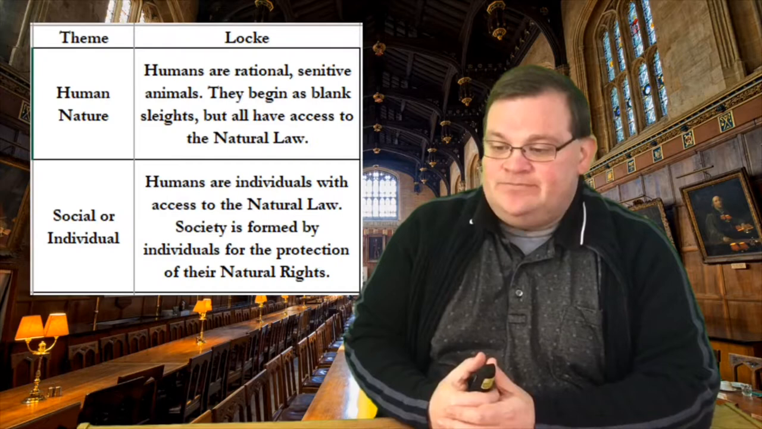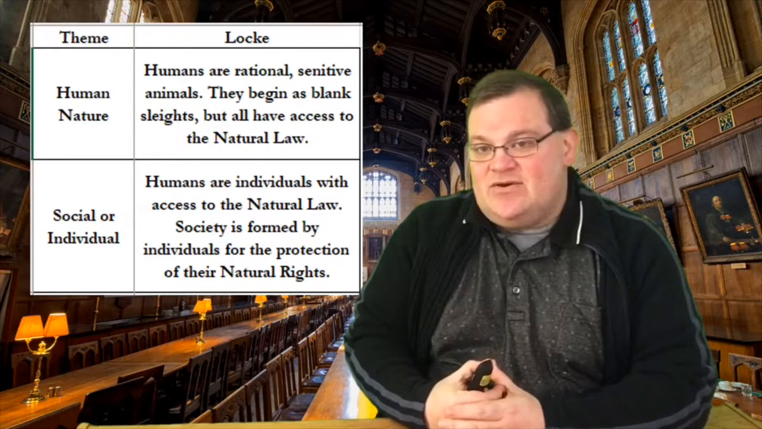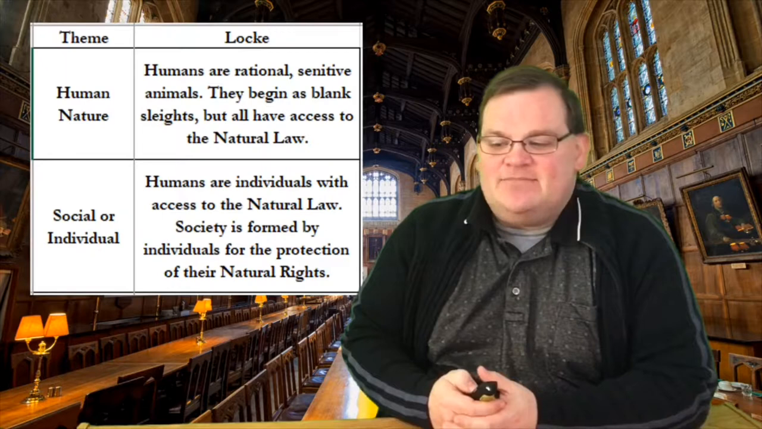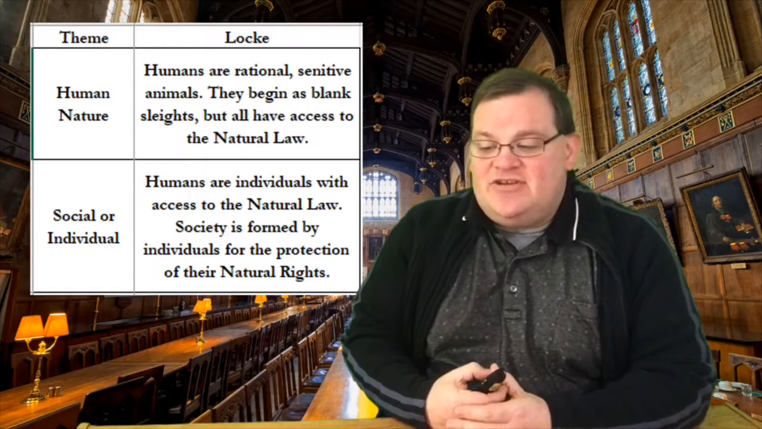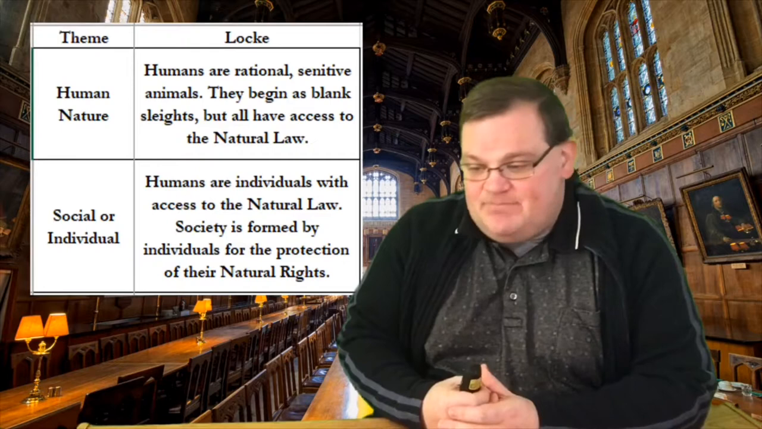So, human nature. Humans are rational, sensitive animals. This gives them a conscience, even though they start off as blank slates, so they're not necessarily good or necessarily bad. All have access to the natural law, even though they might be biased in their own favor in some cases. Social or individual? Humans are individuals with access to the natural law. So while we're individuals, it doesn't mean that we'll immediately start fighting each other or that we'll immediately want things that are diametrically opposed to each other.